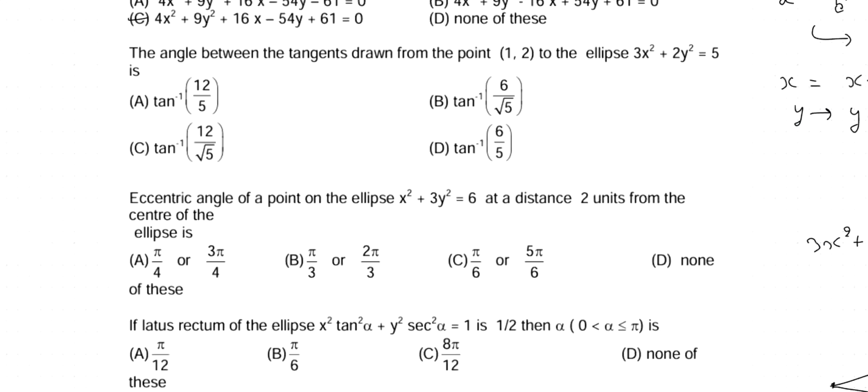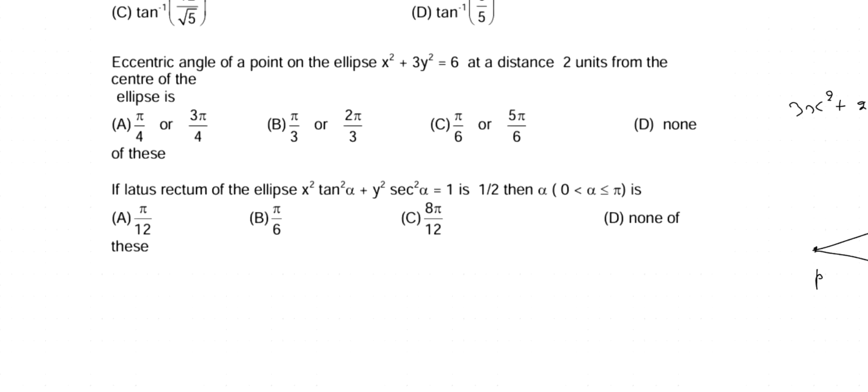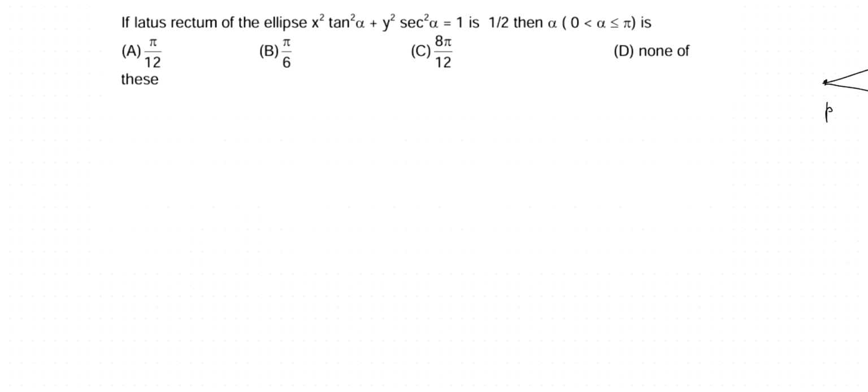Option B. Now, eccentric angle of a point on the ellipse 3x square plus 3y square is equal to 6 at a distance 2 units from the center of ellipse. So eccentric angle. Now let's write the equation. Equation is x square plus 3y square is equal to 6.